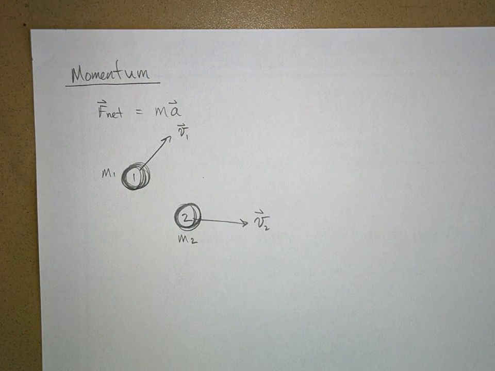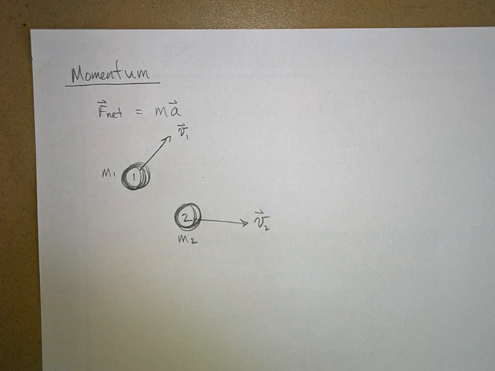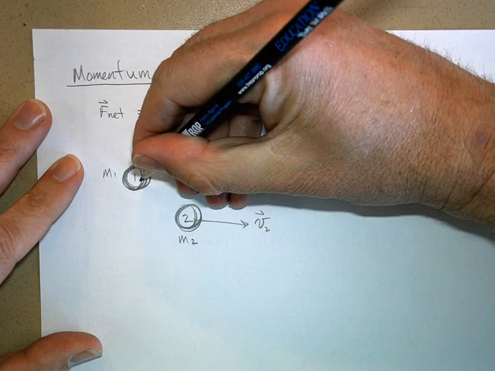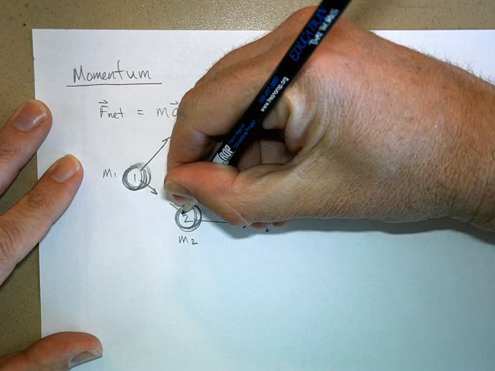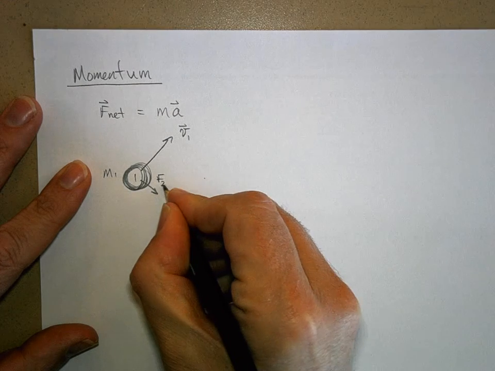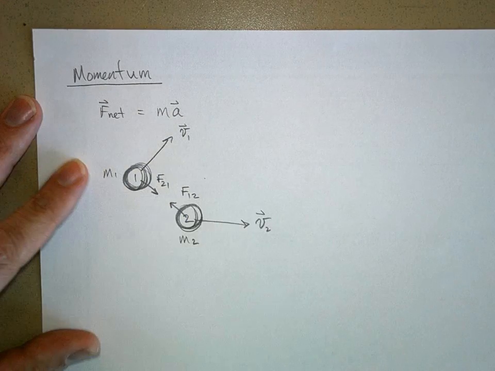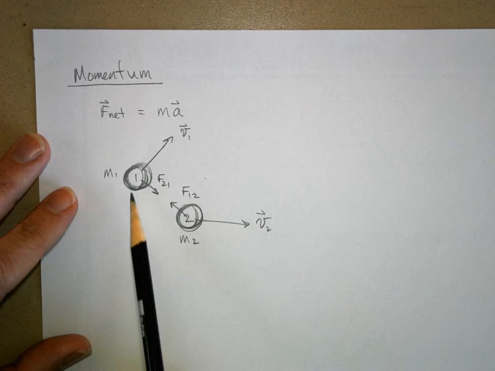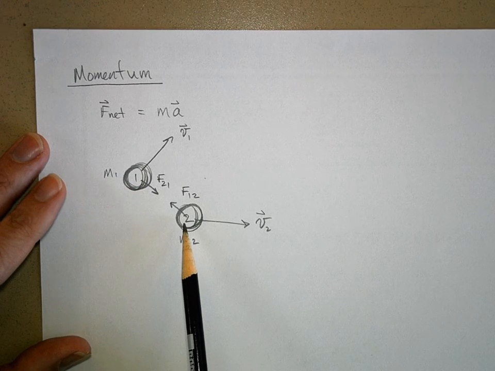But let's say there's some kind of interaction going on here. If these are atoms, it could be an electric force, which we're going to study next semester. Or if they're big objects like planets or stars, it could be a gravitational attraction. But in any case, let's say they're attracted to each other. So you've got equal and opposite forces acting on them. This is the force of 2 on 1. This is the force of 1 on 2. Newton's third law says that for every force on one object, there must be an equal and opposite force on another object.